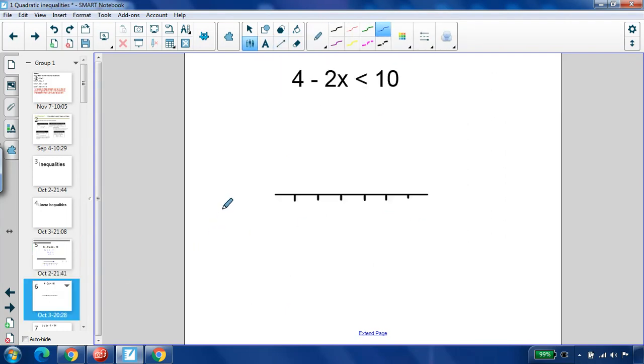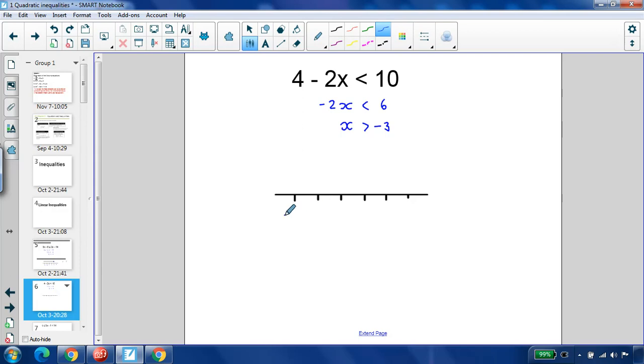Let's have a look at another one. 4 minus 2x is less than 10. I'm going to start by minusing 4 from both sides. And then I'm going to divide by minus 2. Now you may remember this, when multiplying or dividing by a negative, we actually need to change the sign around. So it's just going to turn around. So dividing by minus 2, we will get x is greater than minus 3.